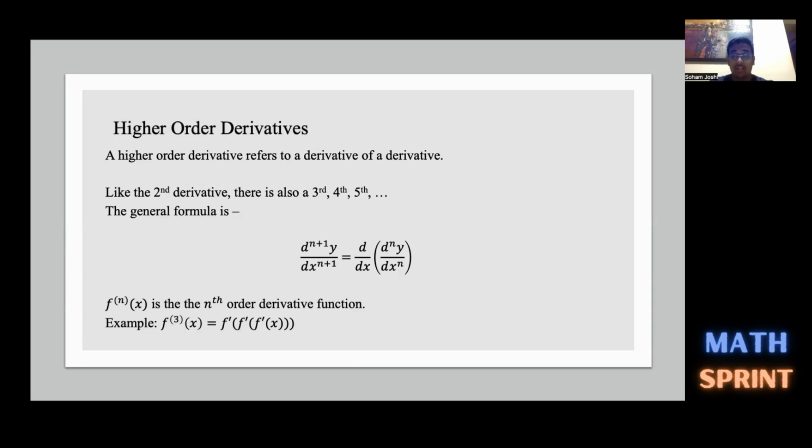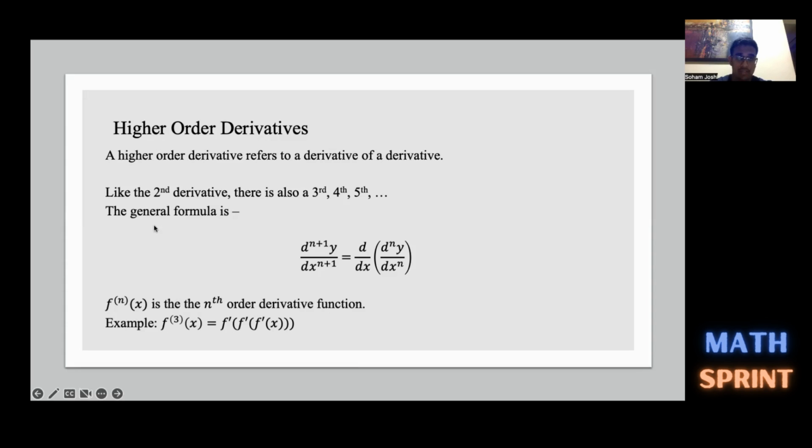Okay, so you should understand that if there exists a second derivative, then what we can do is we can just keep performing differentiation endlessly on a function. That means there also exist third derivatives, fourth derivatives, fifth derivatives, sixth derivatives, and so on. They all exist. These are called the higher order derivatives.